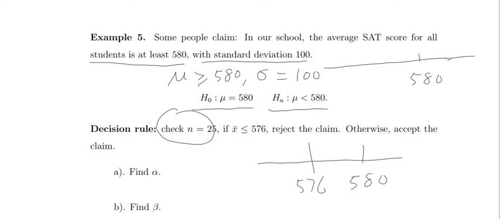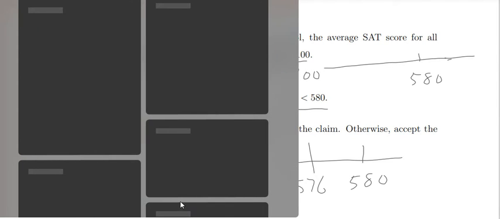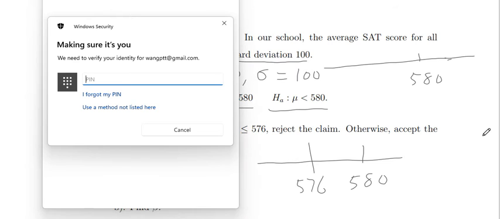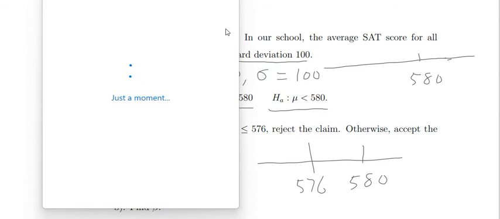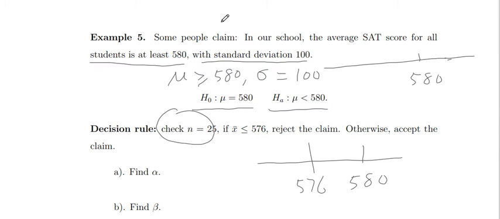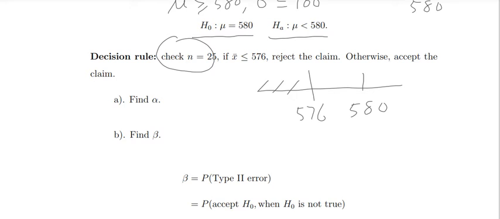So we can find alpha. We will reject H0 if x bar is below the cutoff, right? For finding alpha, I leave this for you as a practice. Now, let's check: can we find beta?